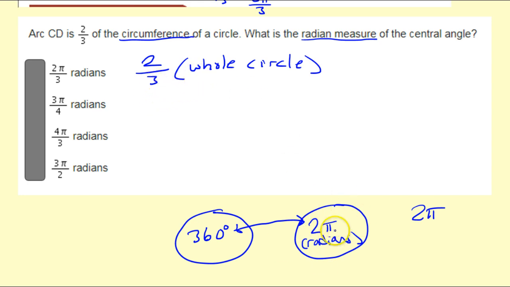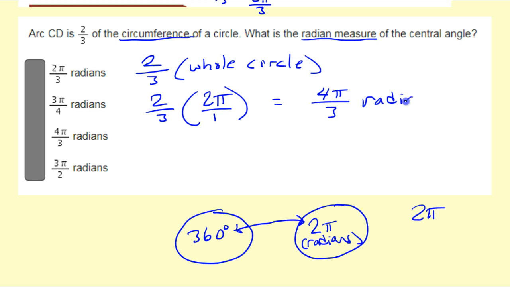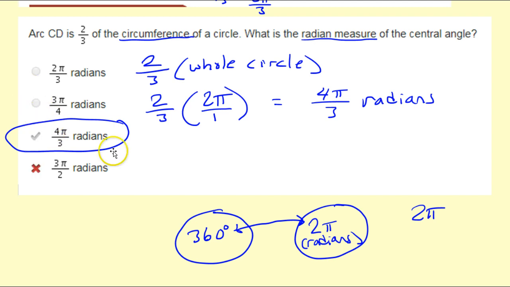So if the whole circle is 2 pi radians, then it's just a matter of what is 2/3 of 2 pi. Well, if you just multiply this out, this is like 2 pi over 1. So this would be 4 pi over 3. So 4 pi over 3 radians. So this would be the answer right here. And there you go.